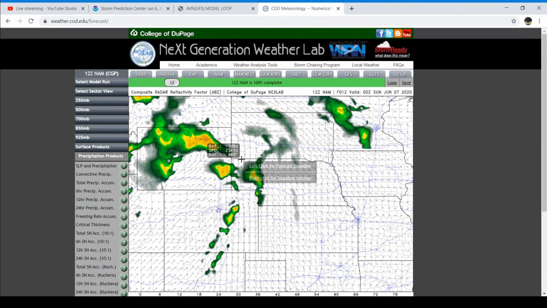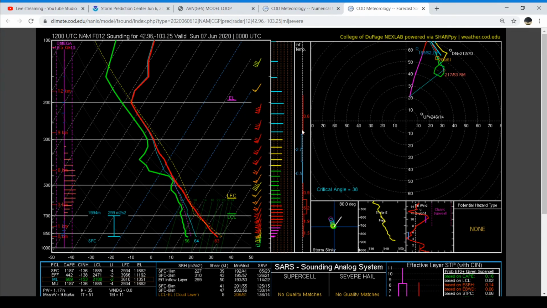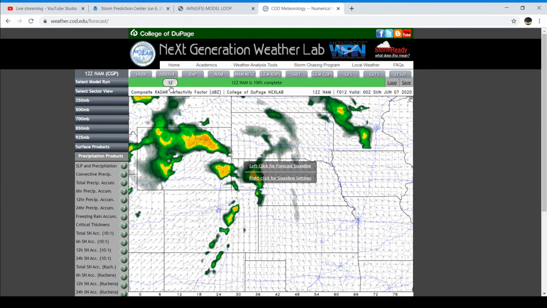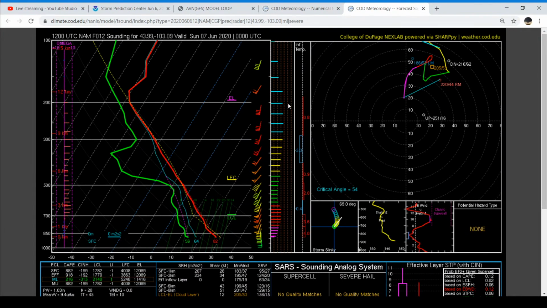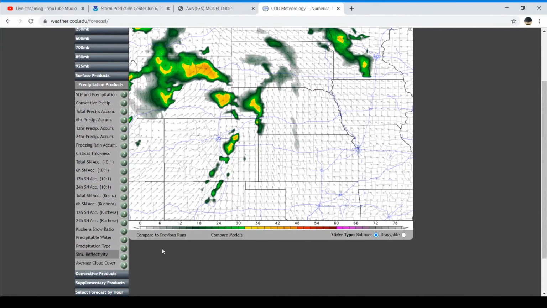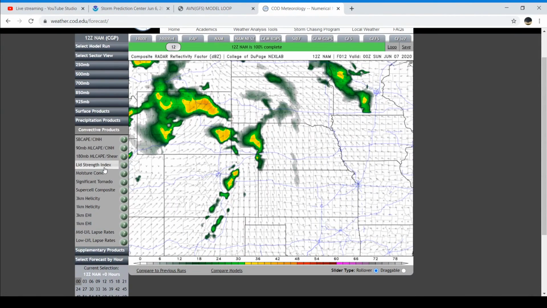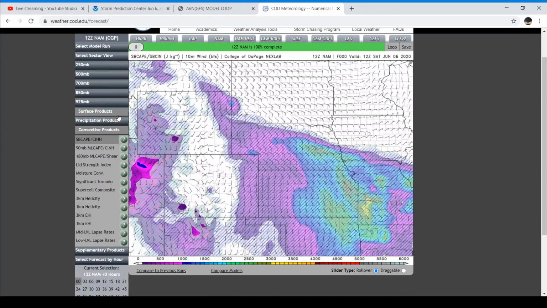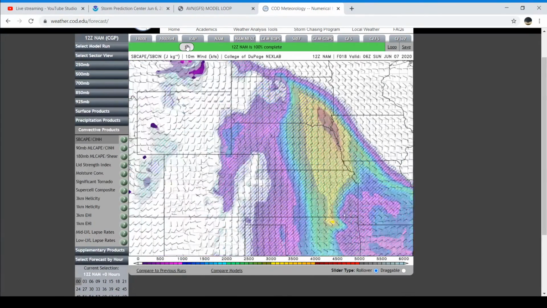If we look at the sounding from Nebraska, chances none. 00Z, none. Oh, not getting very much. Let's do this. Let's look at what our surface-based CAPE looks like.